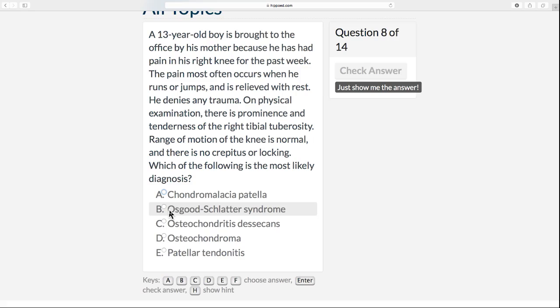You just kind of have to memorize that. It's unfortunate. These people name diseases after themselves. This should be called tenderness tibial tuberosityitis, but we don't have that luxury. So we've got to go with Osgood-Schlatter. Let's go with Osgood-Schlatter.